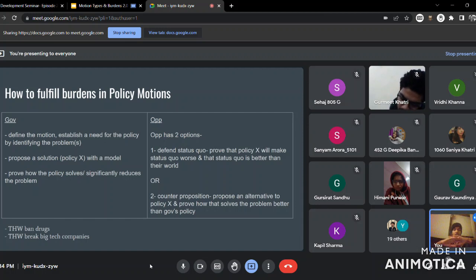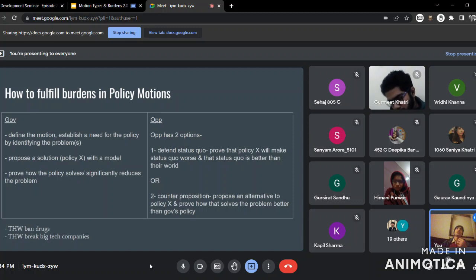So opposition can't have a counter prop that merges with the Gov's policy. It has to be completely distinct from the Gov's policy. That is what we mean by something being mutually exclusive to something else. दोनों चीजें अलग होनी चाहिए, ठीक है?